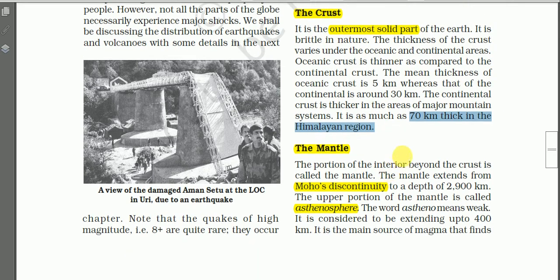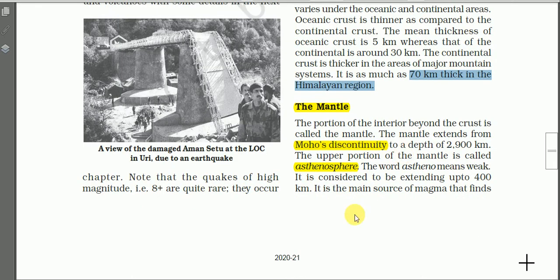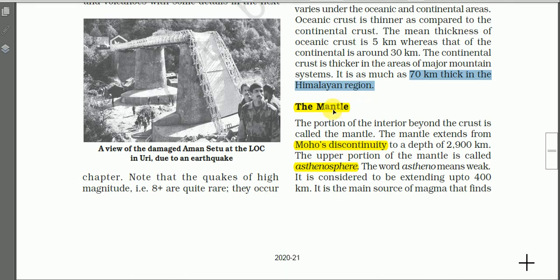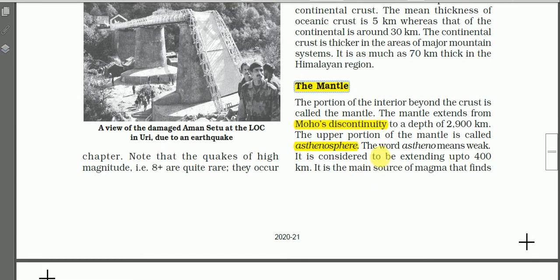Any question regarding the crust, boys and girls? No, sir. Okay.